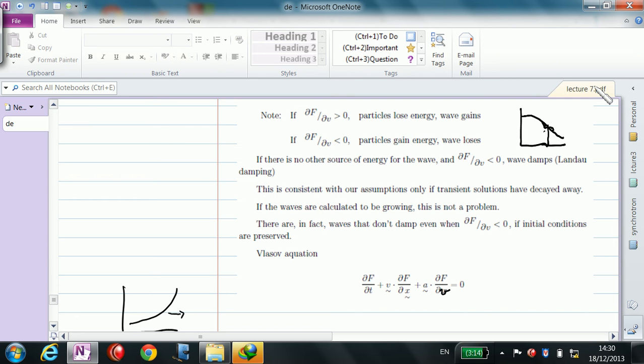Now, all this is when we threw away initial conditions. If initial conditions are preserved, then you can have waves that don't damp. And I think they're called BGK waves, Bernstein, Green, Kruskal. And it's a whole other thing. It's a nonlinear wave that just propagates. But the catch is, yeah, there's no damping. It's an exact solution to the Vlasov equation. And it includes particle trapping, but it's... Is it like a soliton?